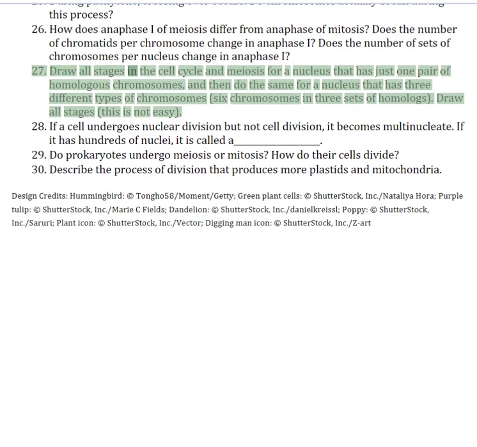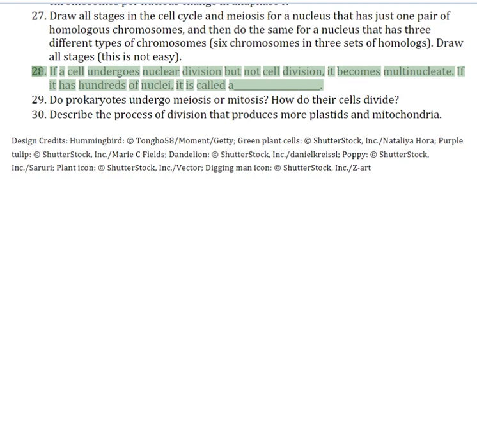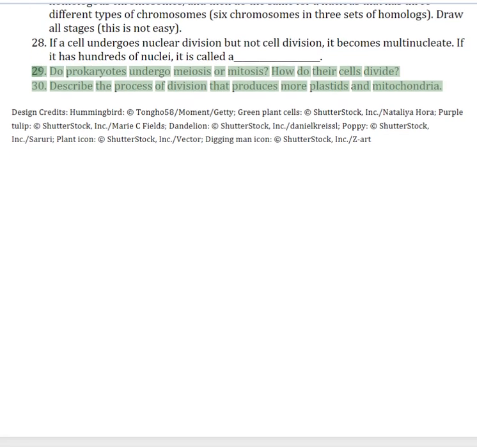27. Draw all stages in the cell cycle and meiosis for a nucleus that has just one pair of homologous chromosomes, and then do the same for a nucleus that has 3 different types of chromosomes. Draw all stages. 28. If a cell undergoes nuclear division but not cell division, it becomes multinucleate. If it has hundreds of nuclei, it is called a ____. 29. Do prokaryotes undergo meiosis or mitosis? How do their cells divide? 30. Describe the process of division that produces more plastids and mitochondria.